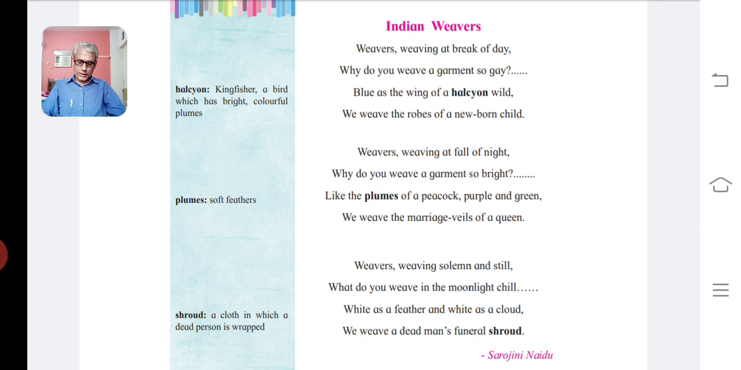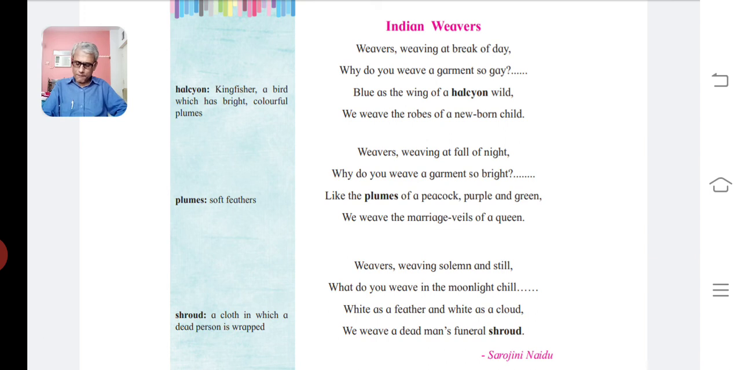Now another line. What do you weave in the moonlight chill? In this line also there are two figures of speech. Number one, alliteration. How is alliteration here? Here the sound of W is repeated pleasingly. And another figure of speech is metaphor. How is metaphor here? Here the moonlight chill means the cold moonlit night, which indicates the third or the last stage of man's life, that is death or old age.